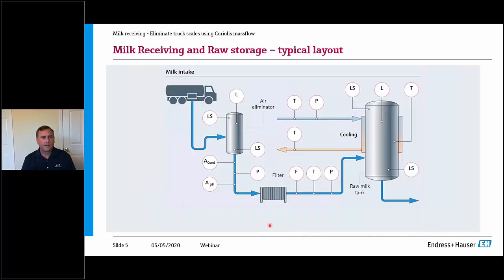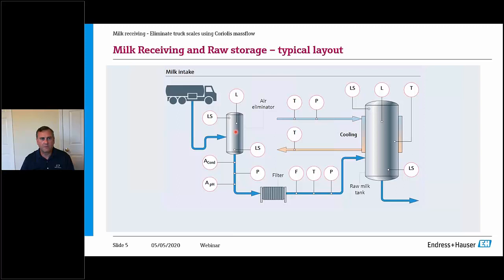So if we look at a basic layout of a receiving type of area, this particular one is looking at milk intake. So you have a truck. Now this could also be a rail car if it's other products, but generally we're looking at trucks coming in here. A couple of very important components that you need to have is an air eliminator.